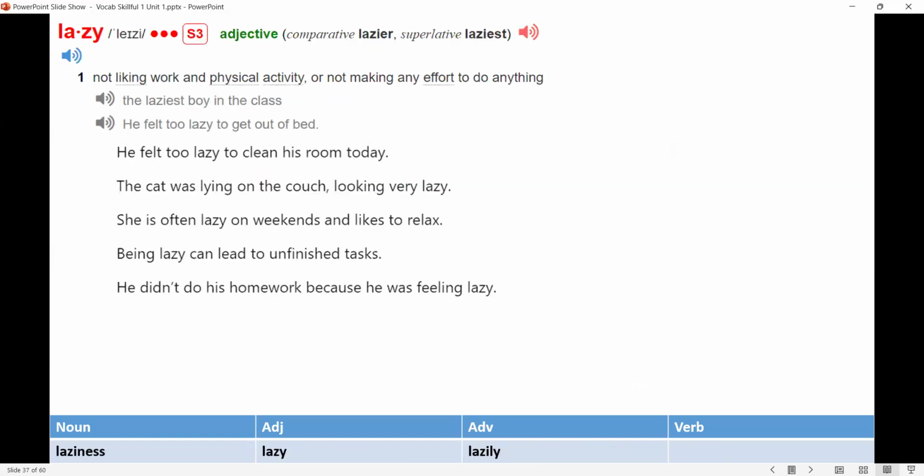Lazy. Lazy means not liking work and physical activity or not making any effort to do anything. So lazy is the opposite of active. He felt too lazy to clean his room today. The cat was lying on the couch looking very lazy.